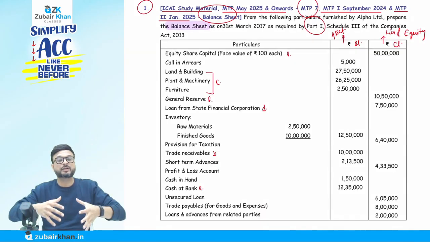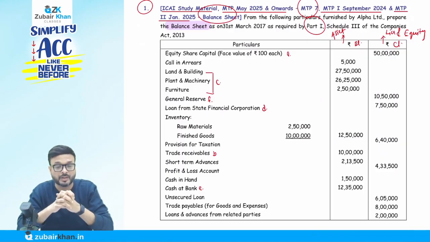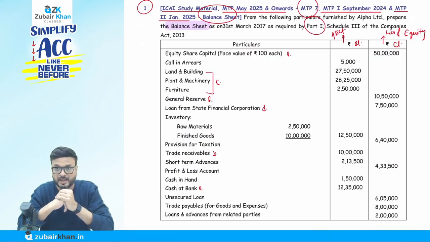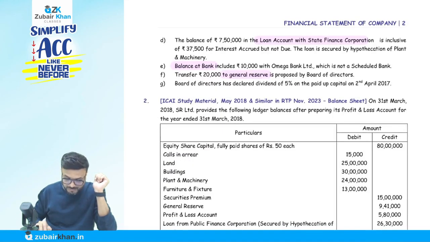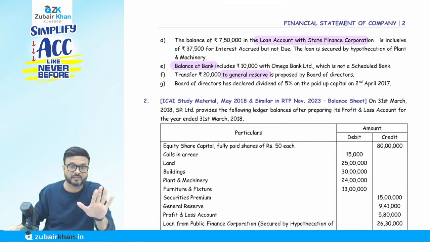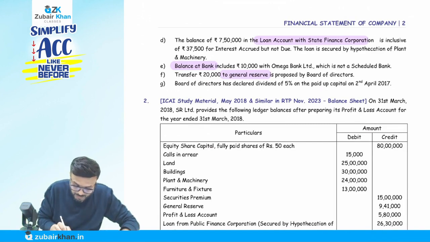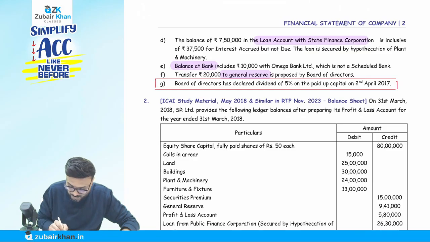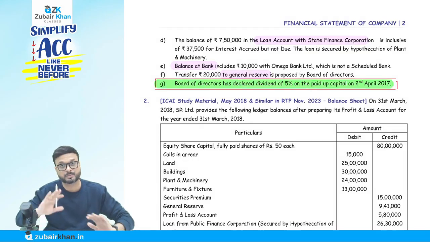So first you will read the question and all the additional information. Give the references in trial balance here. Okay. Then they say the board of directors has declared a dividend of 5% on the paid up capital on 2nd of April 27. We are going to discuss these points at the end. Okay, so let me highlight it with some other color. I will discuss these points at the end.